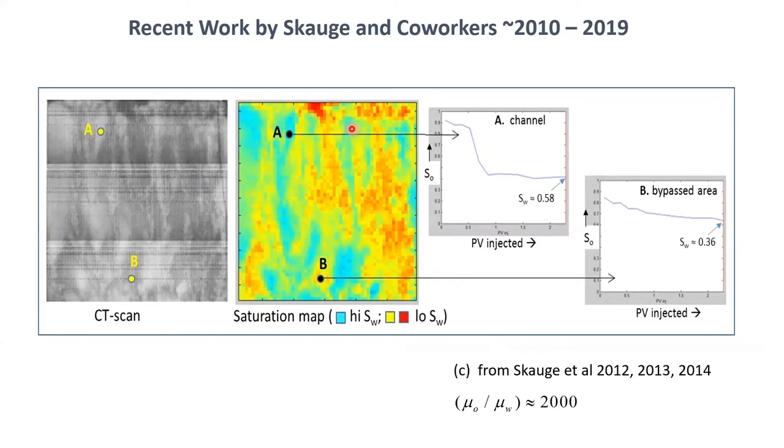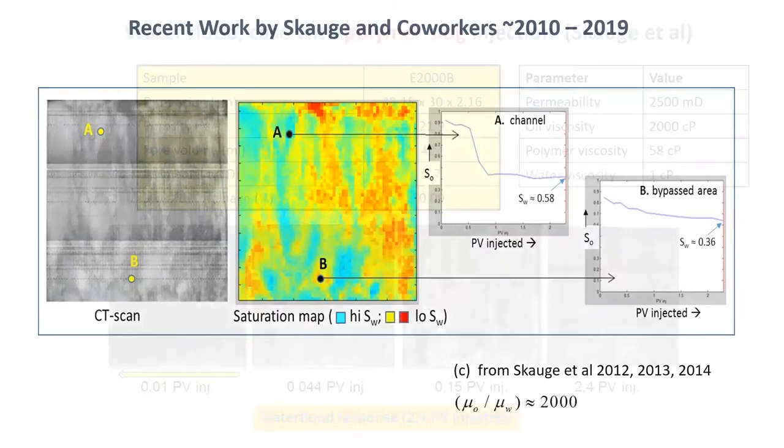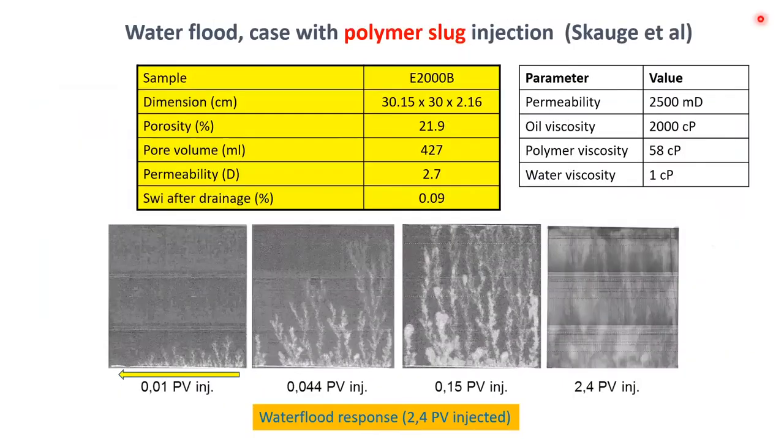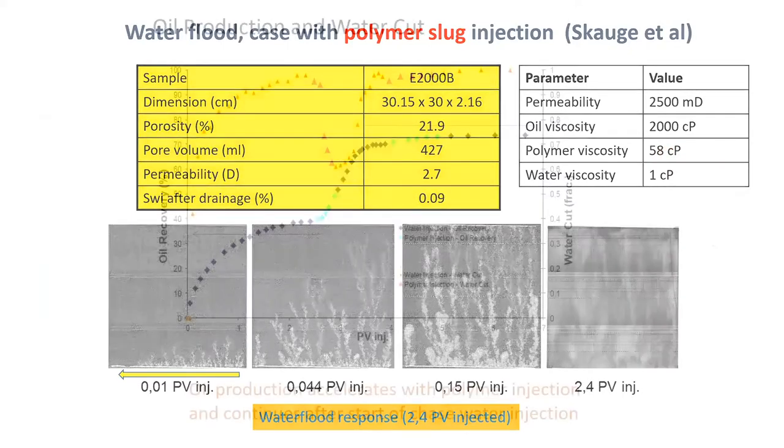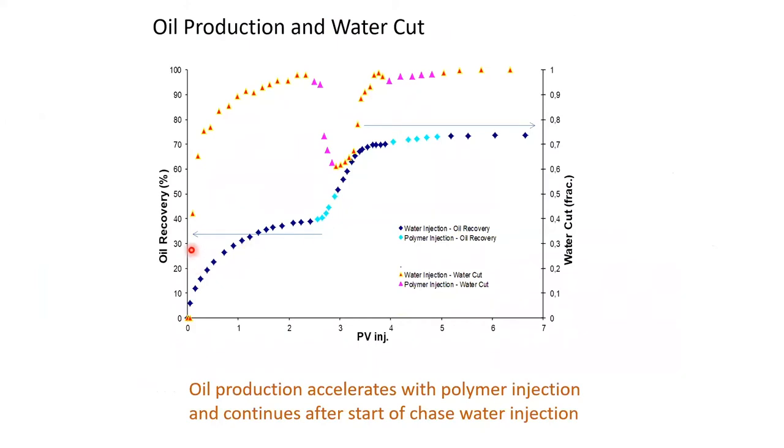Now, having said all that, when you actually look at this, this is one of the experiments when he had a 2000 centipoise oil, a 1 centipoise water, and he put in a polymer. In fact, it didn't matter if it was 10, 20 or 50, he put in a polymer under tertiary mode. In other words, here's the recovery of the oil. There's the water cut coming up here. Can you see this thing here? Okay, here's the water cut coming up to almost 98% water cut.